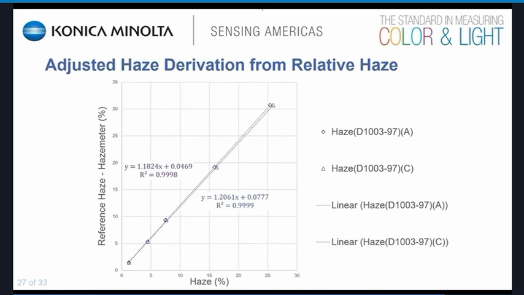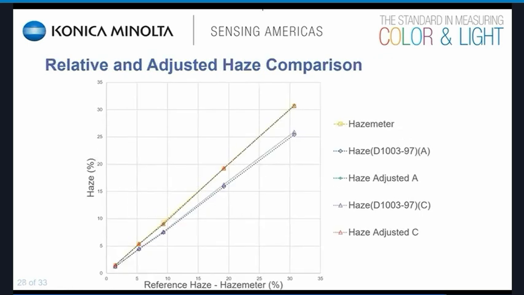And once we can see that these are also good fits based on the R-squared value. So now that we have this data, we can look and see what kind of results we'll get by using our adjustment factors. So here, this is switched up. This time I have haze on the ordinate, and then I have our reference haze from our reference samples that come from the haze meter on the abscissa. And I've also plotted what the reference haze is against itself from the haze meter. So our slope should be 1 and our intercept should be 0.